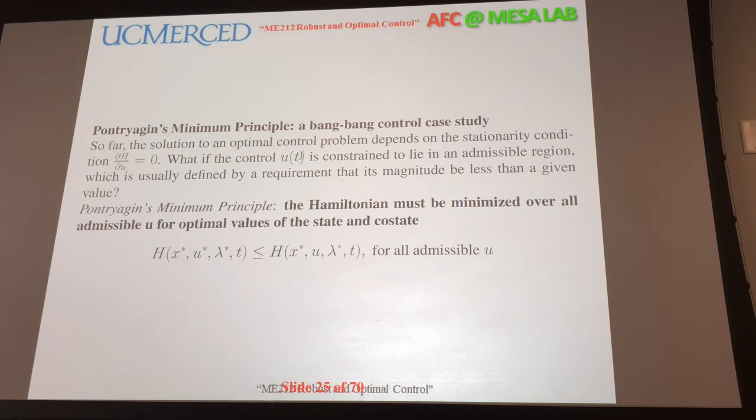So if it's not at the minimum, then it will be bigger. Okay, it will be bigger. So it's called the maximum principle, sometimes called the minimum principle. Well, what's the difference between maximum and minimum? You put a different sign here, a negative sign, right?